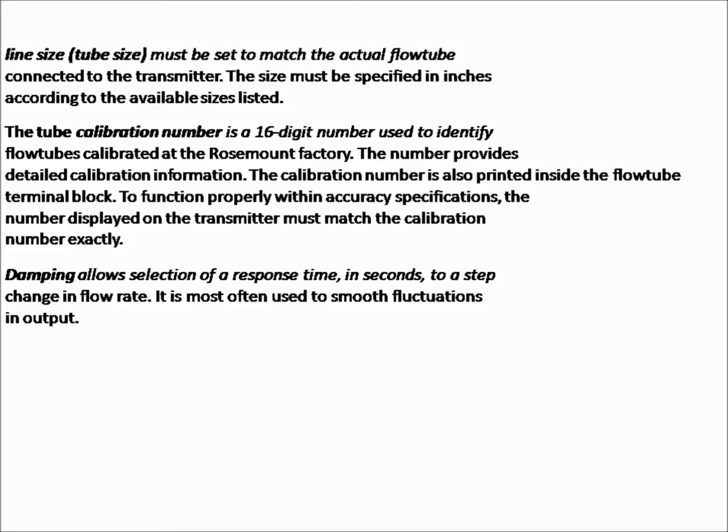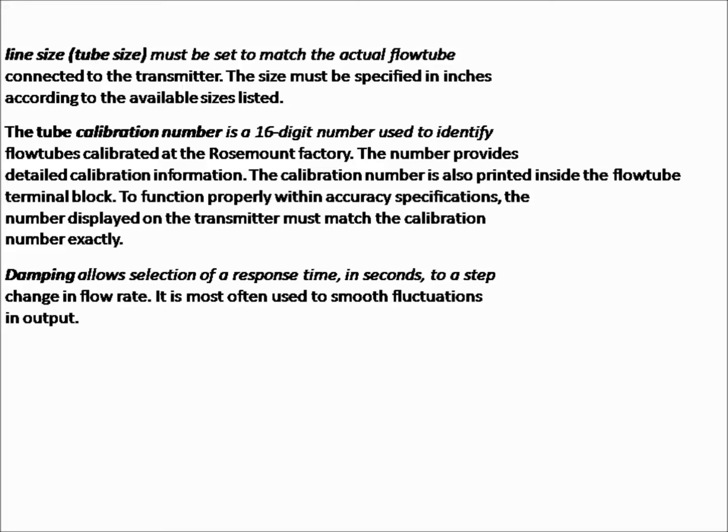So now we have to give the tube calibration number. The tube calibration number is a 16-digit number used to identify the flow tubes which were calibrated at the factory. It is an identical number. The number displayed on the transmitter must match the calibration number exactly. It should match.